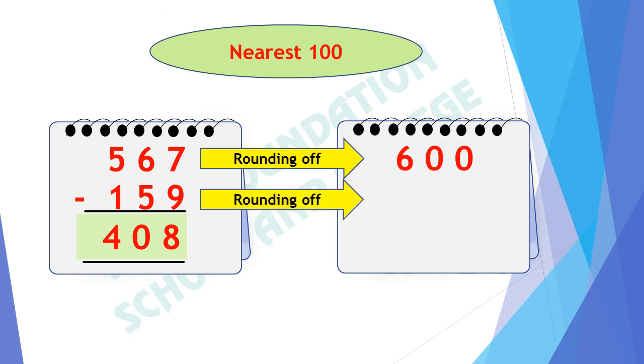If we round off this number 159 to the nearest 100, we will consider the digit at tens place, and the digit at tens place is 5, and 5 is equal to 5. It means the digit at hundreds place will round up. It will become 2, and all the digits on the right hand side will become 0. Now we can easily subtract 200 from 600 and we get the answer 400.